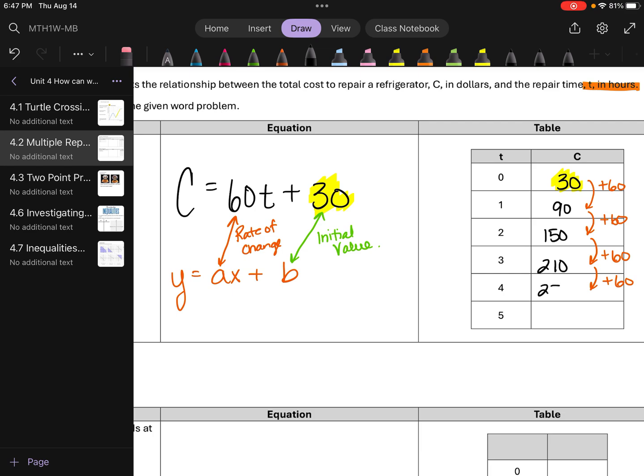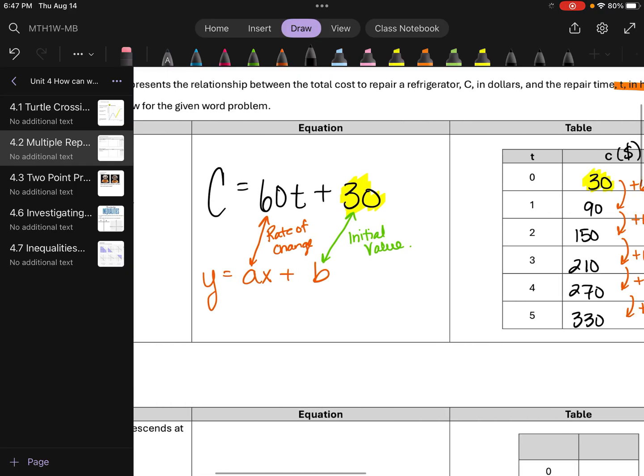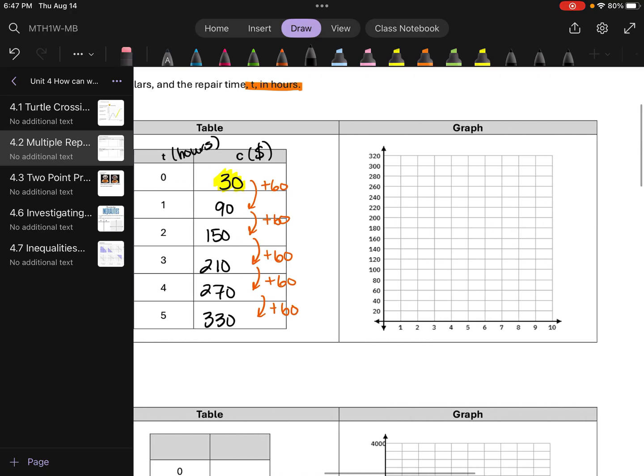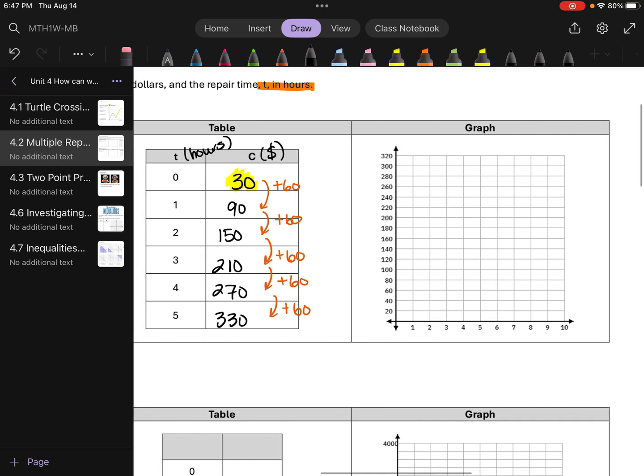So 270, and add the last 60, and that gives you 330. So remember that this is in dollars if I'm talking about units, and this time is in hours. If you haven't already done so, the scale is already on the graph, but plot your points and think about how to label your axes, and press play when you're ready.